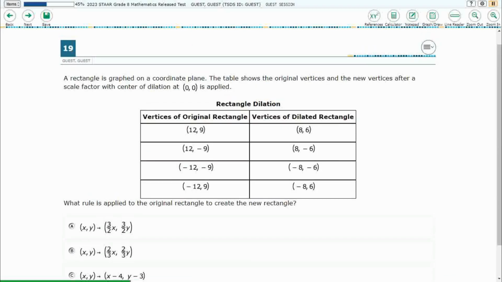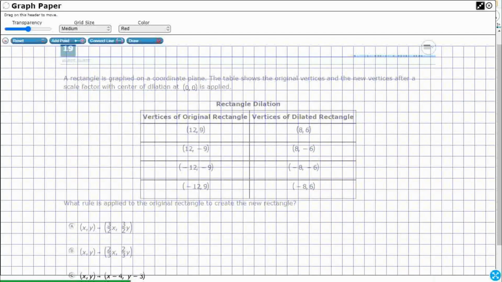Alright, so we have a rectangle. It's graphed on the coordinate plane. The center of the dilation is 0, 0. That's going to be very important. Then we have the vertices of the dilated rectangle.